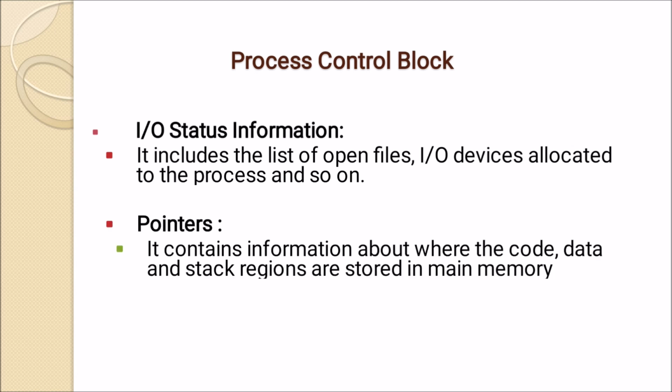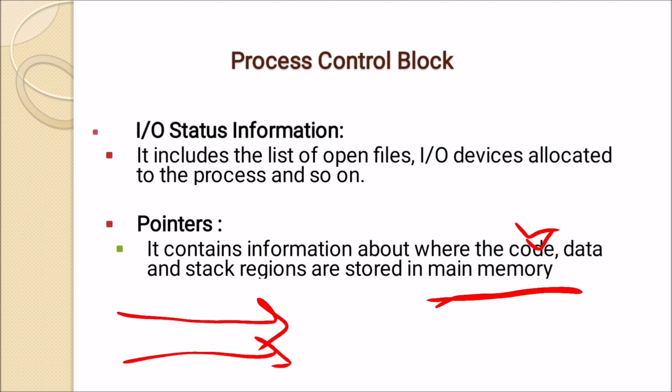The next one is pointers. It contains information about where the code, data, and stack regions are stored in main memory. So through pointers we can know where the code, where the data part of the process, and where the stack region are stored in main memory. So this is pointing towards the code, the data, and the stack region of the process. This information is stored in pointers.